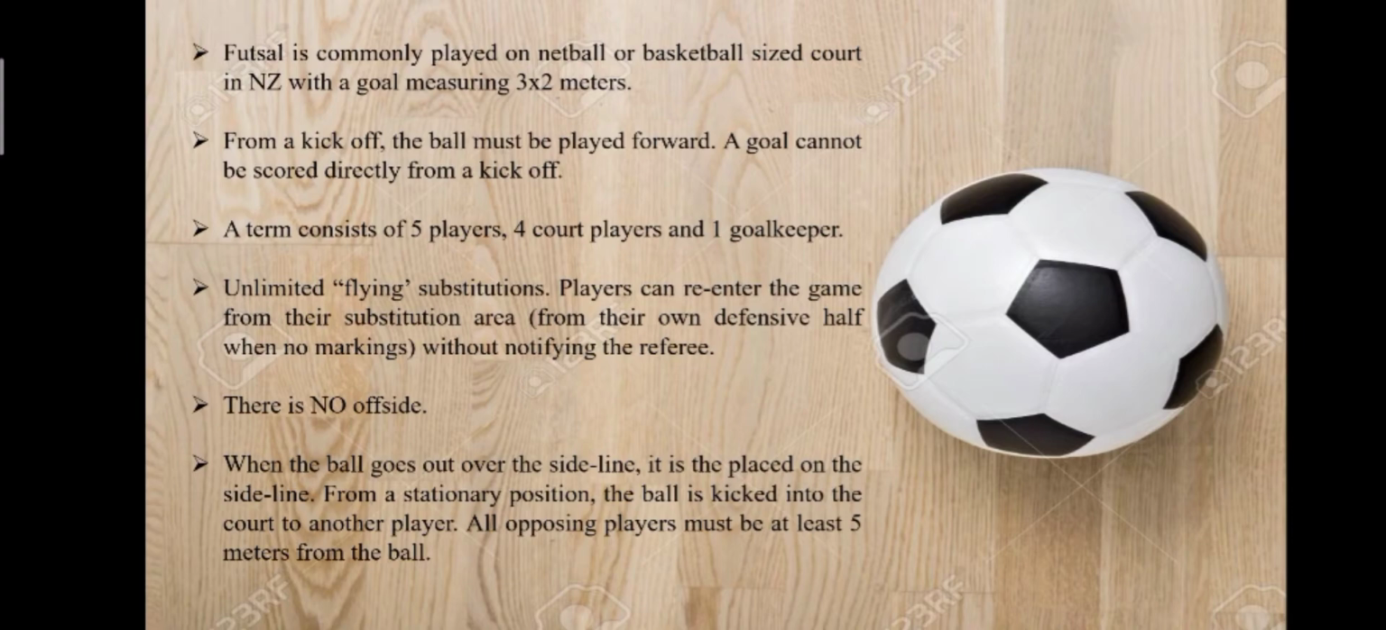A team consists of 5 players: 4 court players and 1 goalkeeper. There are unlimited flying substitutions. Players can re-enter the game from their substitution area in their own defensive half, without notifying the referee. There is no offside. When the ball goes out over the sideline, it is placed on the sideline. From a stationary position, the ball is kicked into the court to another player. All opposing players must be at least 5 meters from the ball.